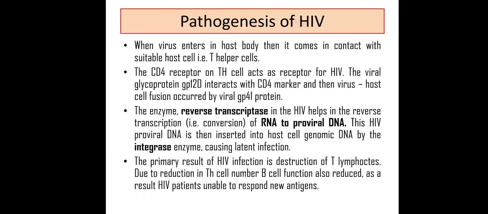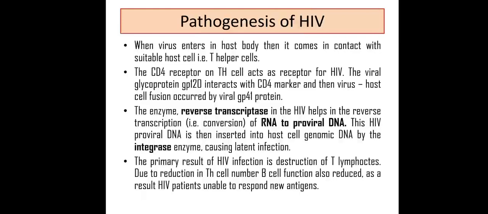Now the next point in our discussion is the pathogenesis of HIV. Whenever the HIV virus enters the host body, it comes in contact with a suitable host cell, that is the T helper cell. The CD4 positive T helper cells are the host cells for the multiplication of HIV. The CD4 receptor present on the T helper cell acts as a receptor for HIV.